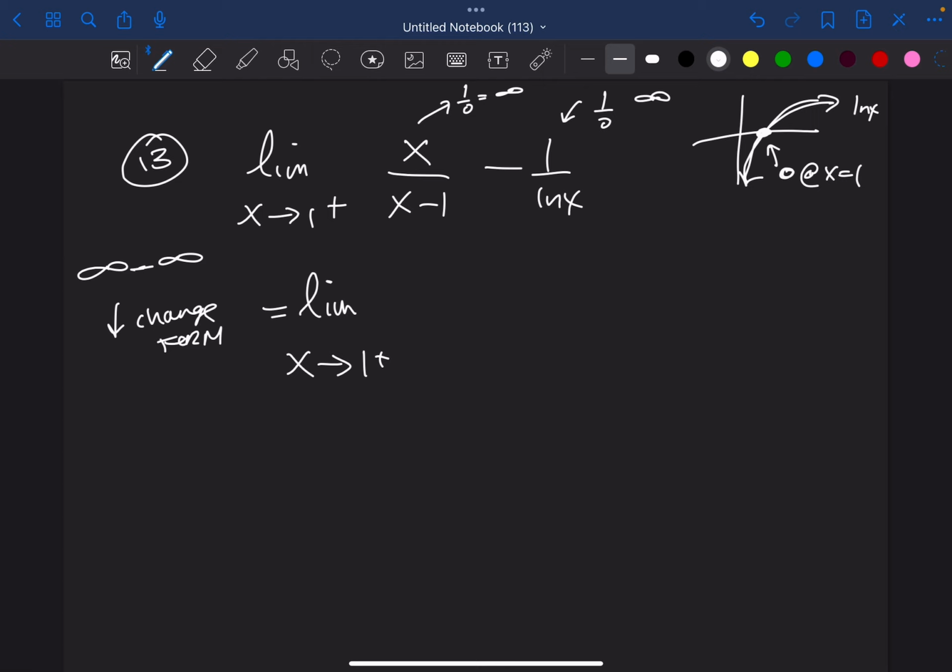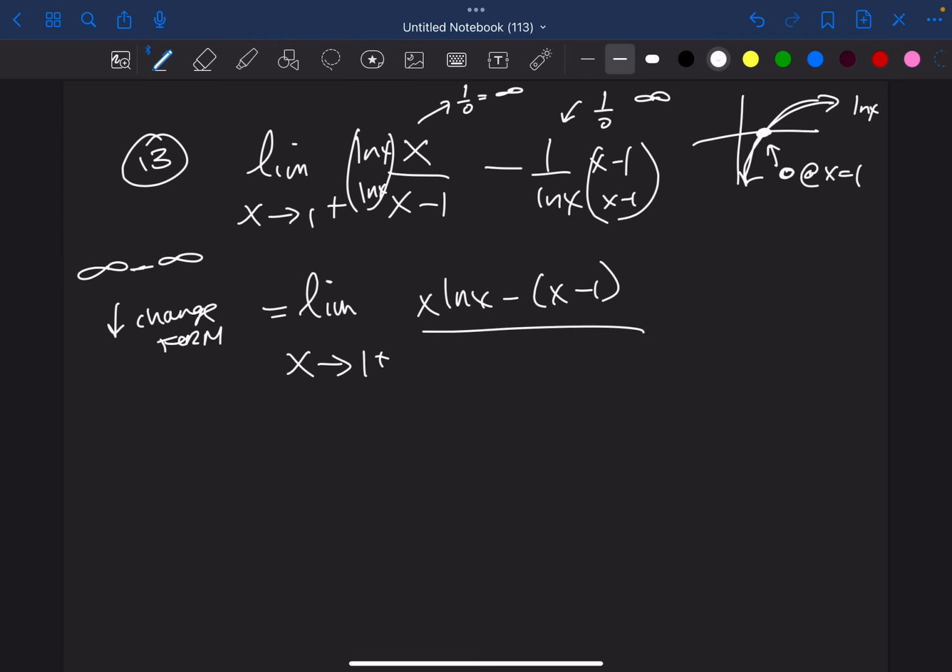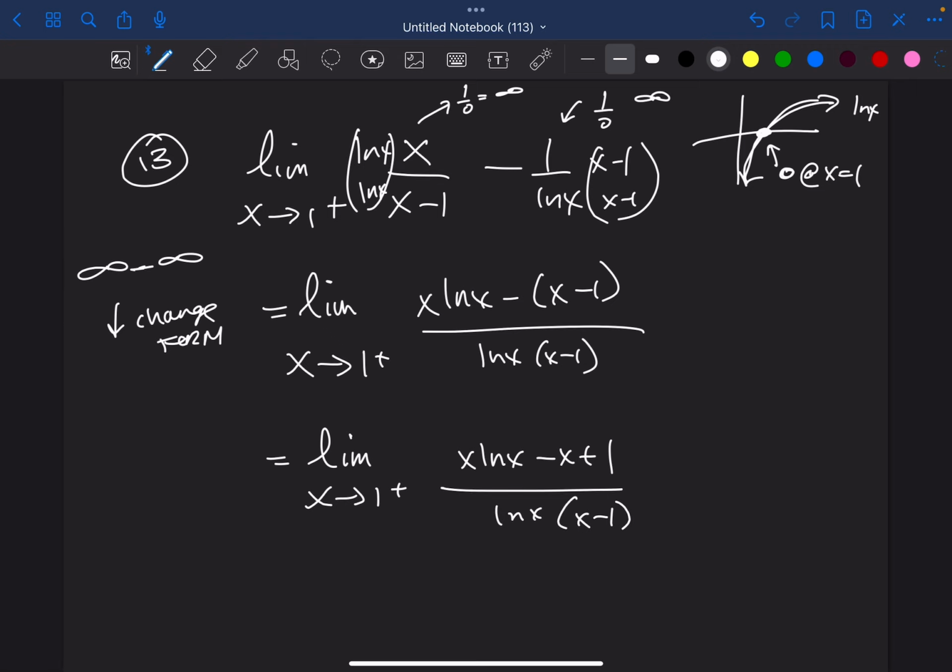We do that by hitting this with x minus 1 over x minus 1, that well-chosen one. This we're going to hit with ln x over ln x. So we get x ln x minus x minus 1 over ln x times x minus 1. Why is that great? Because we end up getting what? Minus x plus 1 over ln x times x minus 1.